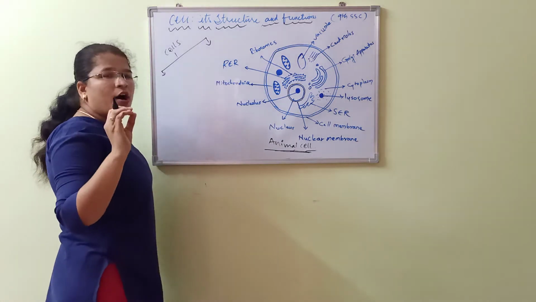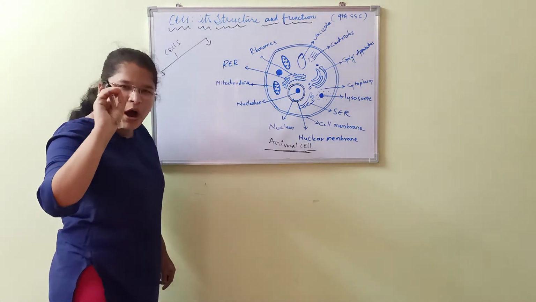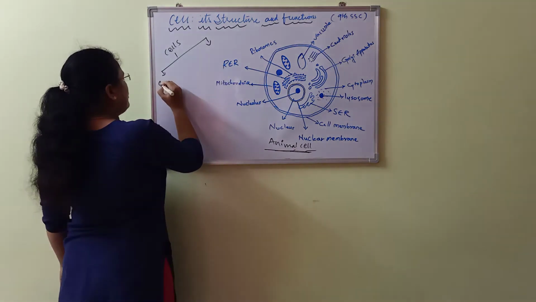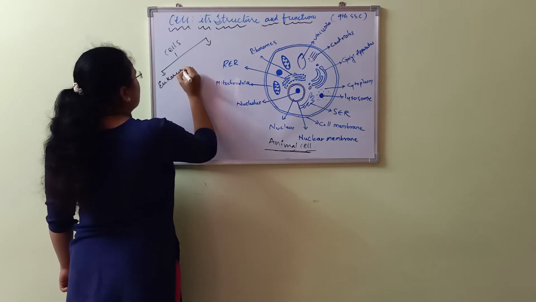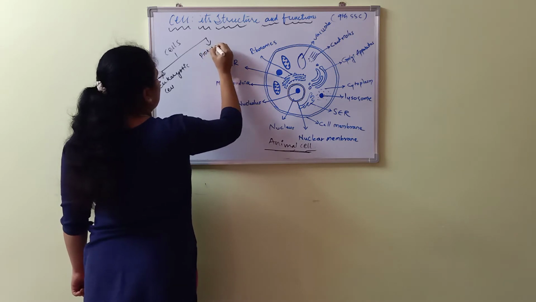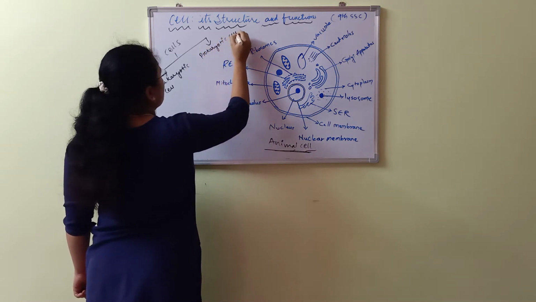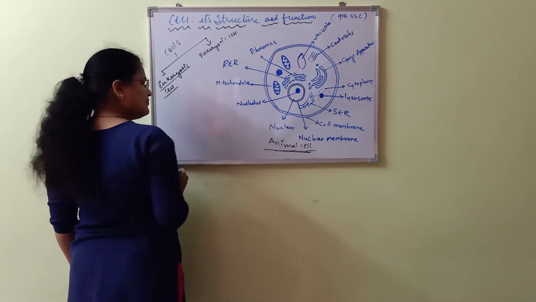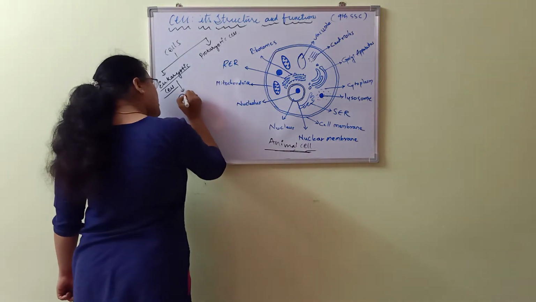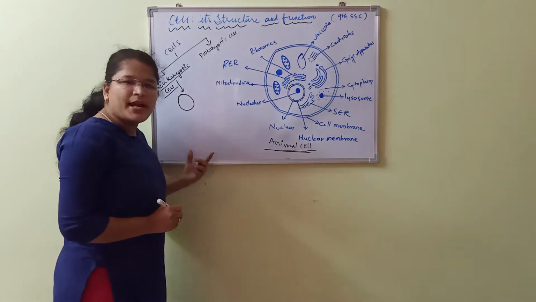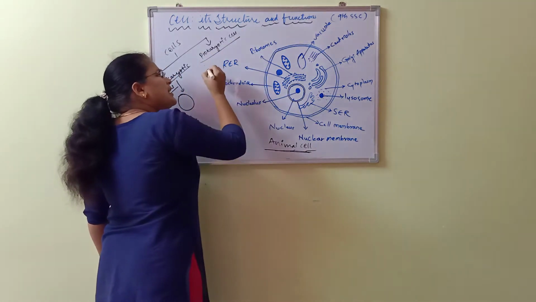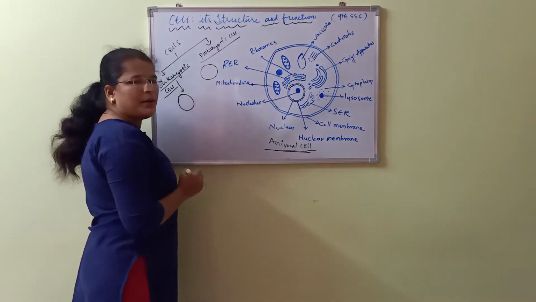On the basis of the presence of the nucleus boundary, the nuclear membrane, the cells are categorized into two types. One is the eukaryotic cell and the second one is the prokaryotic cell. Eukaryotes contain the nucleus with the nuclear membrane; the nuclear boundary is present. Coming to the prokaryotes, the prokaryotic cells don't contain the nuclear membrane or the nuclear layer.